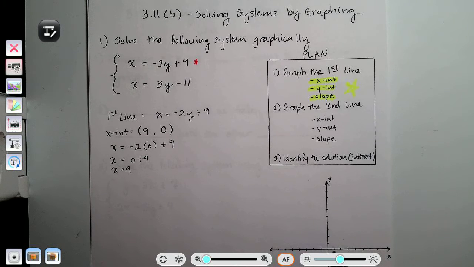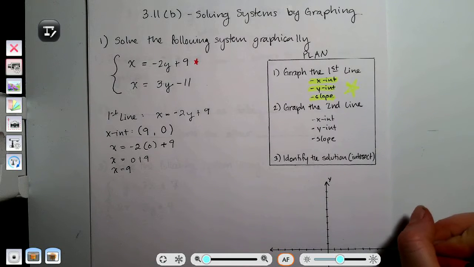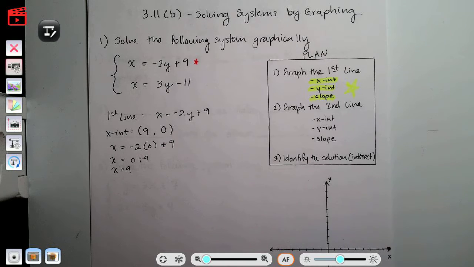Let's see if we can find that on the graph. 1, 2, 3, 4, 5, 6, 7, 8, 9. Ooh, kind of off my paper there a little. 9, 0. All right, so that's my x-intercept.